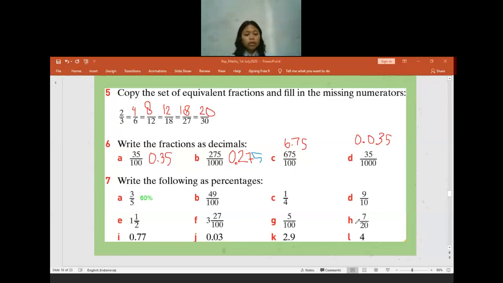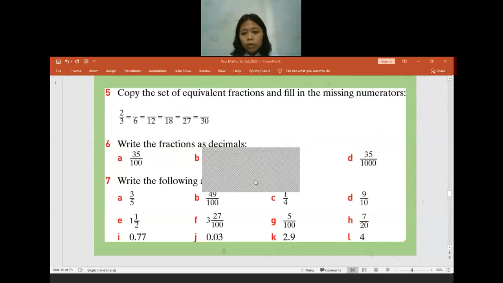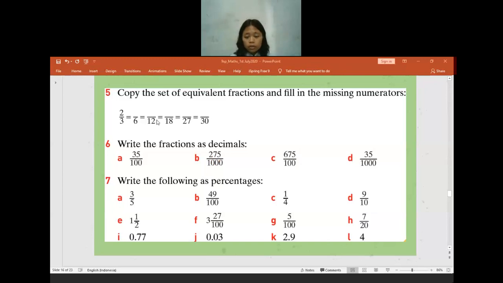Anyone want to help me with question 7? How many will it be? 60%, teacher. Okay, 60%. For those who are helping me, please choose a color that is not too light. I just got a notification that my meeting will end in 5 minutes. Okay, wait. Sorry, the annotation is gone. 25%. 90%. 60%, 49%.